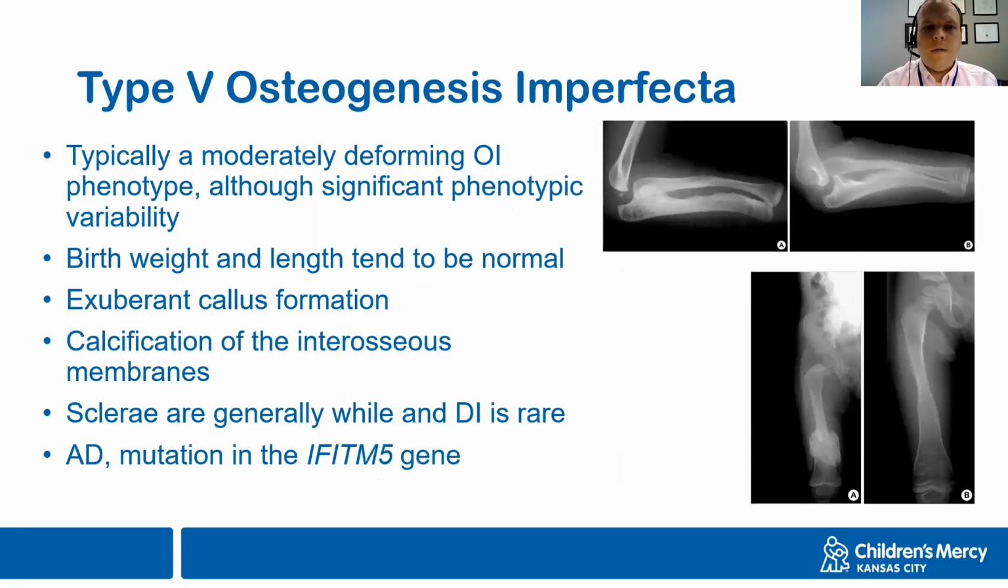And one that was a little more recently described phenotypically, and a little more recently described from a molecular standpoint, and a lot of work was done by Doctors Glorieux and Rauch on this, is type 5 OI. I typically consider this to be a moderately deforming OI phenotype. These patients may on the surface look a little like a patient with type 4 disease. Sometimes their growth parameters are a little bit different than patients with type 4 disease.